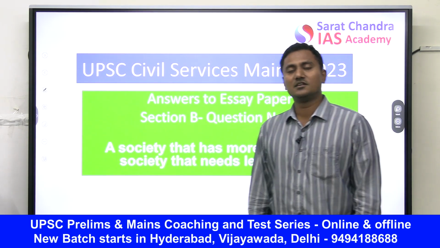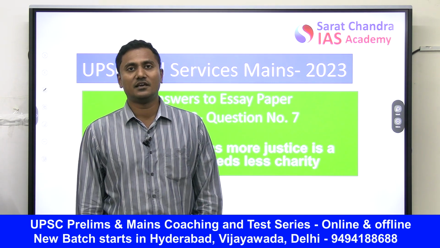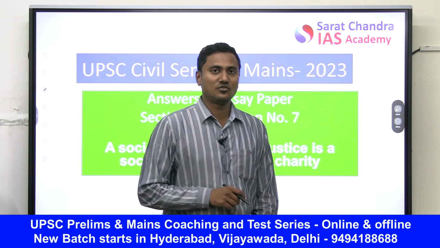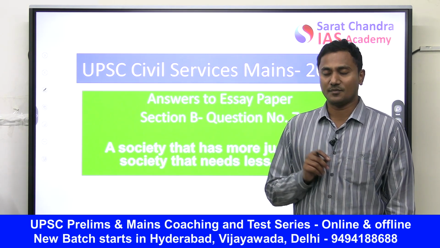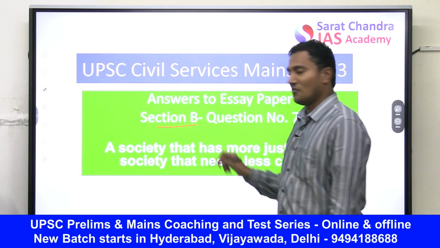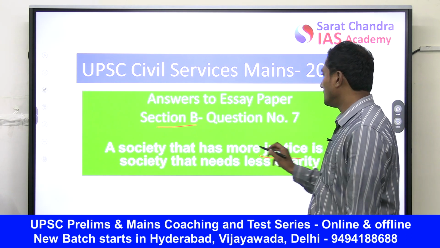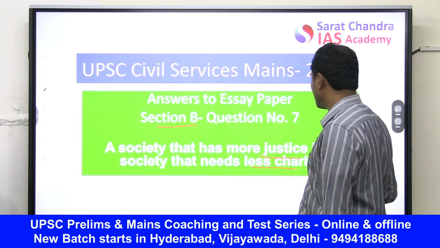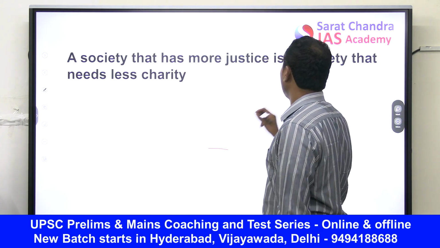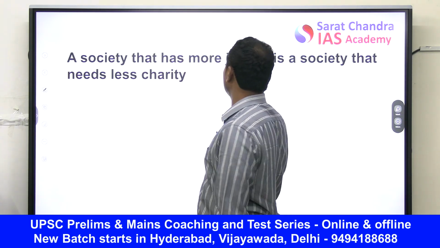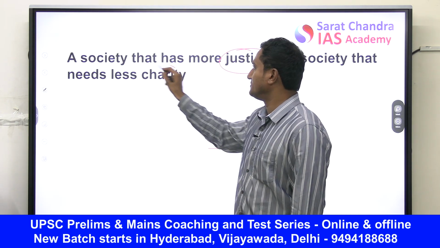Friends, in this year's UPSC Mains essay paper, I am discussing each essay in a separate video. In this video, I am going to discuss the 7th question of the essay paper from Section B, which is: a society that has more justice is a society that needs less charity. So, in society, as justice increases, there will be less requirement for charity.